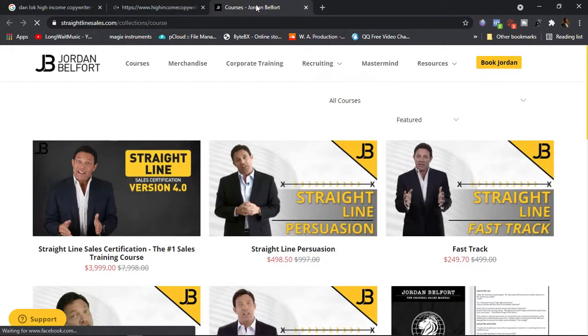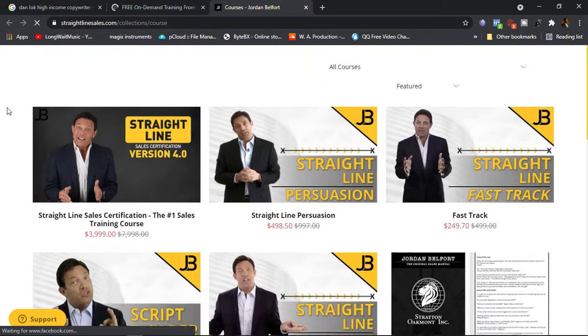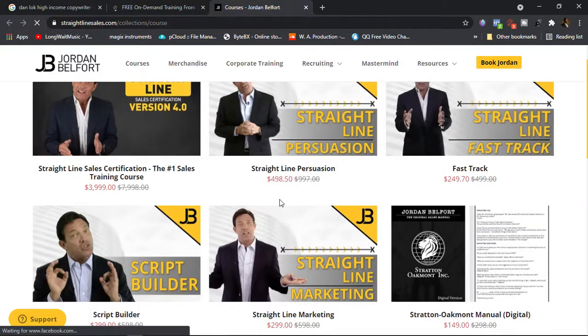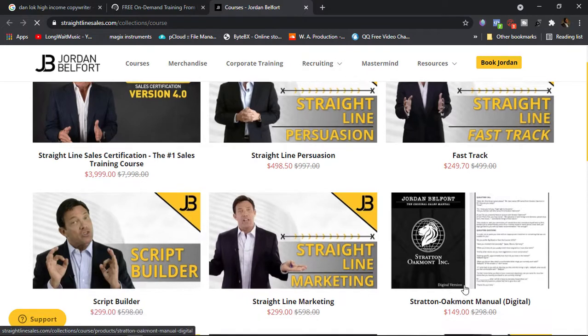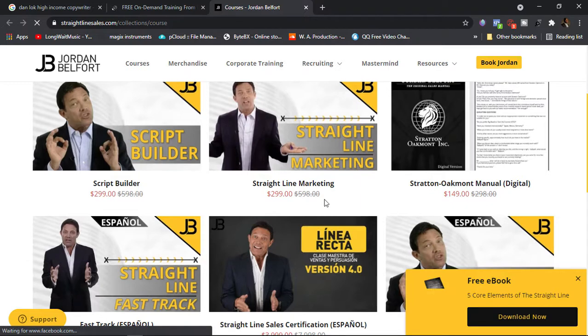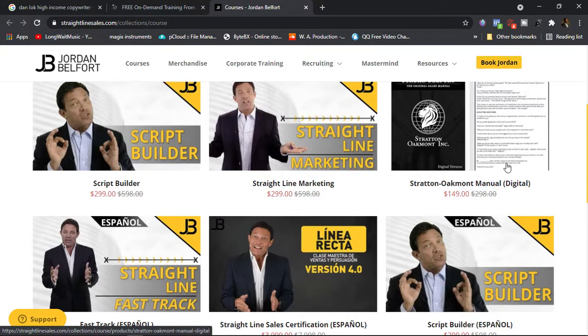Okay, good. So now look at his Straight Line. Look at Jordan Belfort's Straight Line course. Look at some other products I have here: Straight Line Fast Track, Script Builder, Straight Line Marketing, Stratton Oakmont manual. This was the manual that he used in the 90s to turn a scratch company that was full of complete losers into powerhouse persuasion closers, phone closers that could close anybody that was closable. This was done in the 90s.